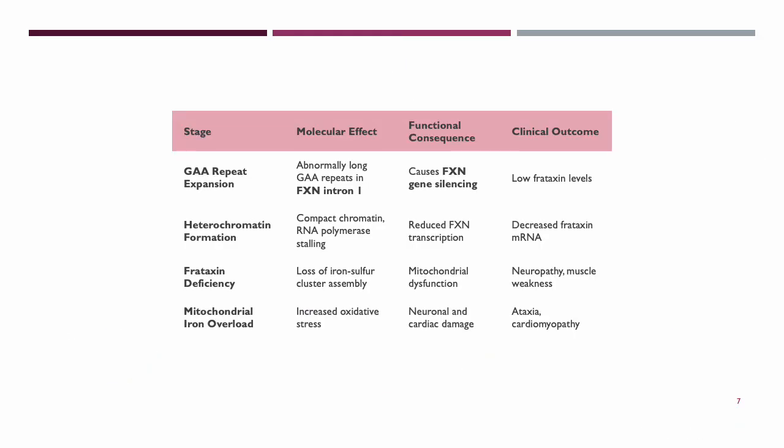Now, before we move on to symptomatology, diagnosis, and treatment of FA, let us try and summarize everything said thus far. So we mentioned that we have a GAA repeat expansion. So on a molecular level, we have abnormally long GAA repeats in intron 1 on the FXN gene. I might add that this is occurring on chromosome 9. Now, because of this, we will have FXN gene silencing. And the clinical outcome is low frataxin levels.